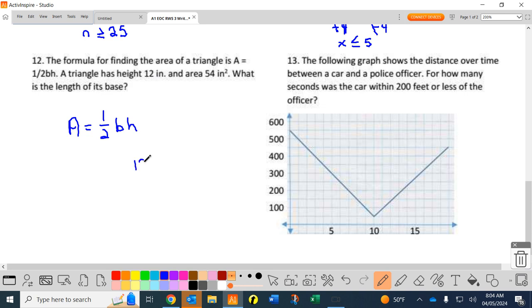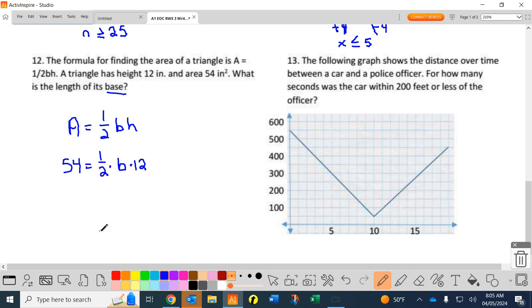The area is 54, so I know the area over here is going to be 54. I know the 1/2 stays 1/2, and it says, what is the length of the base? So we don't know the base, so we're going to keep the base as a B in here. I'm going to put dots in here because you've got numbers on front and back, not just in front.